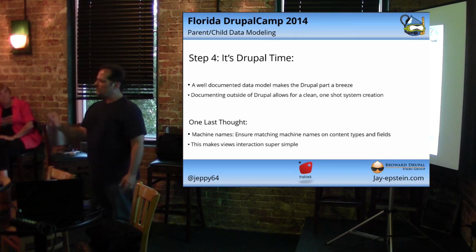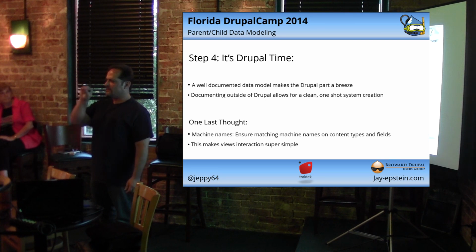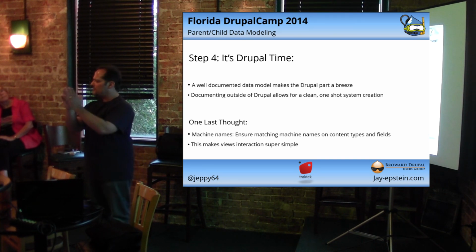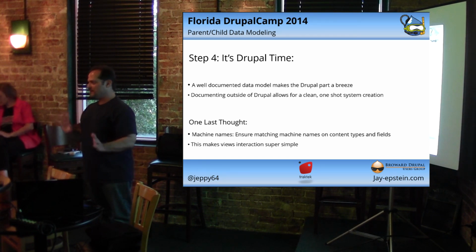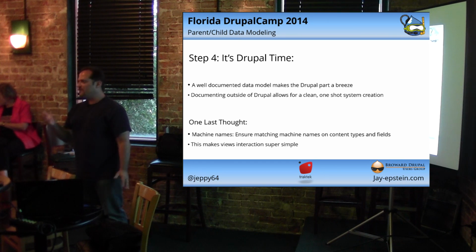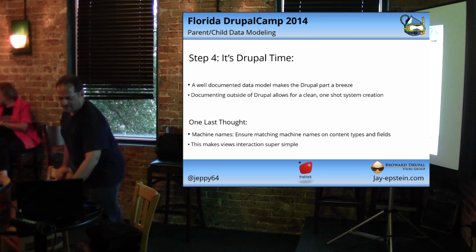Not cool. Well, if you take the time and the trouble to architect your machine names correctly, so your content types and design of those content types match, views becomes cake. And I mean that. It really becomes cake. And I'll show you in a second.